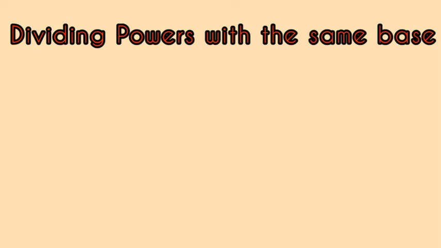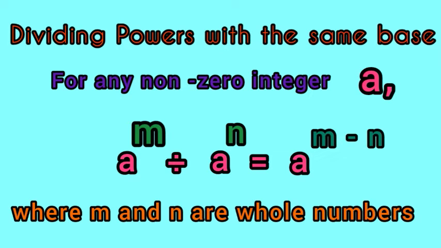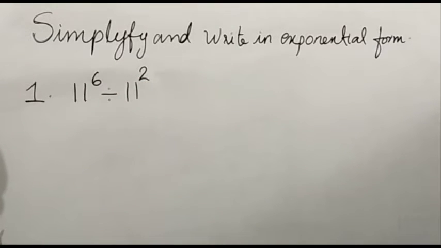Now let us consider the second law, dividing powers with the same base. For any non-zero integer a, a raised to m divided by a raised to n is equal to a raised to m minus n, where m and n are whole numbers. Simplify and write in exponential form.